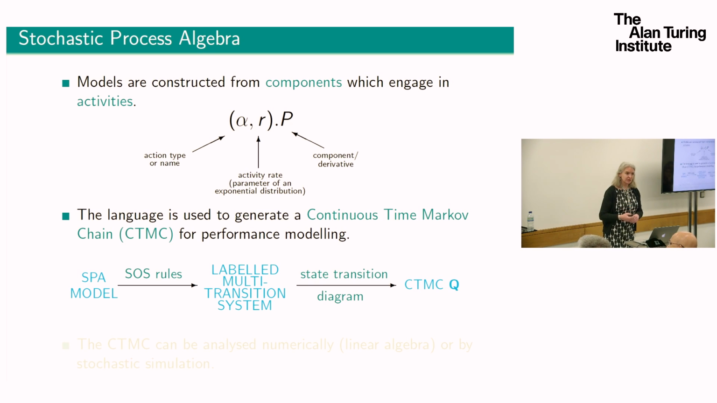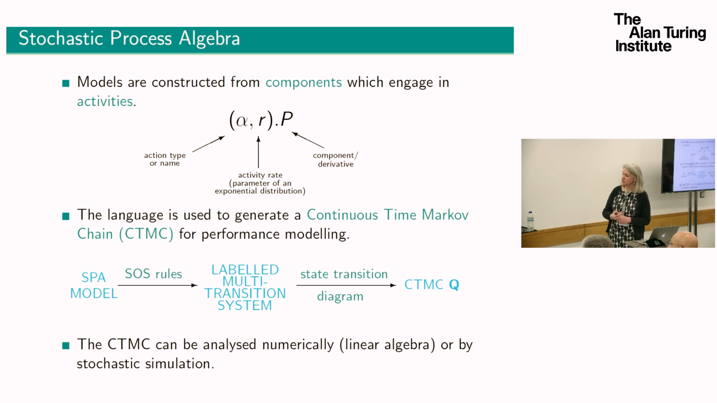So these process algebras originated, first of all, in an area called performance modeling, where we're interested in looking at quantities like throughput or response time of different systems, typically computer systems or communication systems. And so in that case, we get the continuous time Markov chain. We quite often solve it for steady state, so we find a probability distribution of being in any of the states at steady state, and then from that we can derive these measures such as throughput and response time. And so that derivation of the probability distribution can be done numerically using linear algebra or via stochastic simulation.